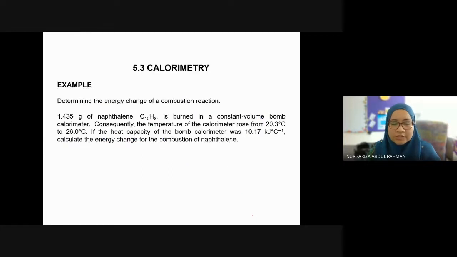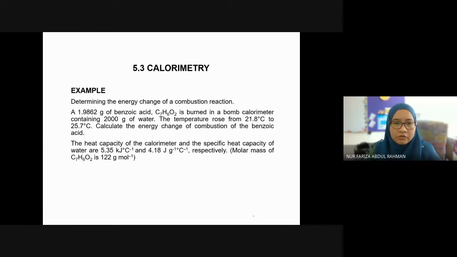Okay, so we have discussed the examples on how to solve this problem related to calorimeter.